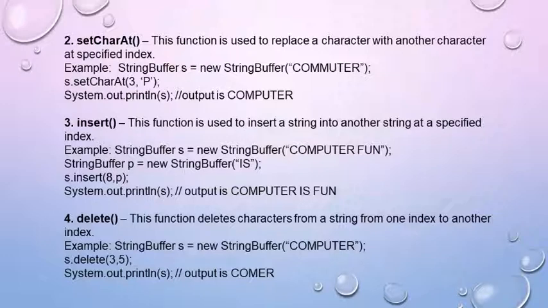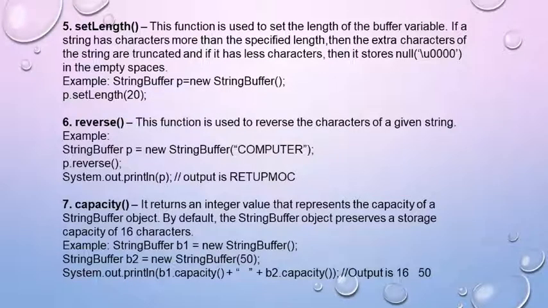Clear? The next function is the delete function. This function deletes characters from a string from one index to another index. The StringBuffer class is used again. S is the variable equal to new StringBuffer("computer"). This is the value which is stored in s. s.delete(3, 5). Starting from index number 3 and going till index number 5, it will delete 2 characters. So System.out.println(s) will give the output comer. PU will be deleted.